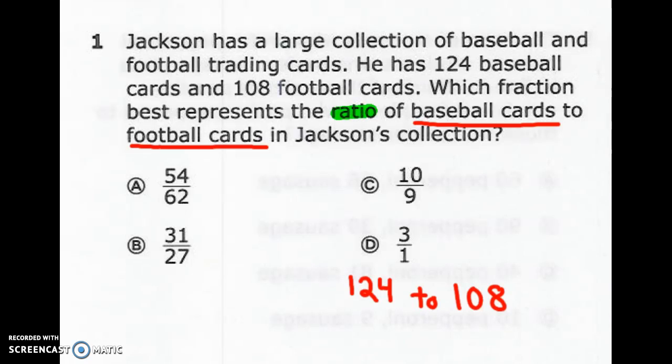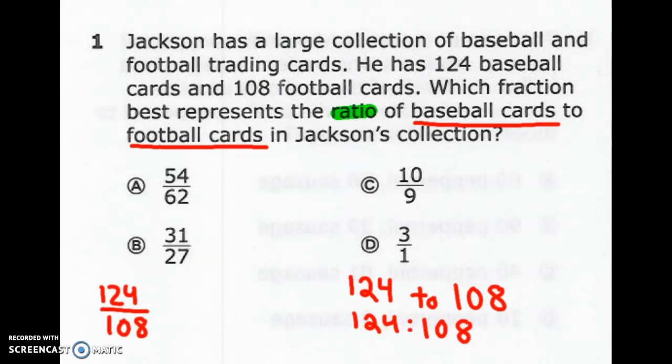There are three different ways that you could write a ratio. You could write it with the word "to." You could write it as a colon. Or you could write it as a fraction, which would be 124 over 108. Okay, so here's our answer as a fraction. What we notice is your numerator is the greater number. So in our answer choices, if we don't start with the greatest number on top, then it's a wrong answer.